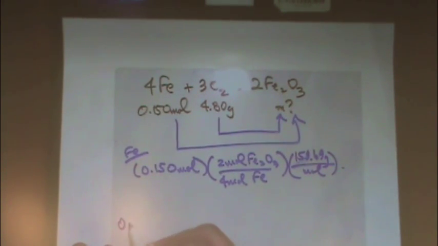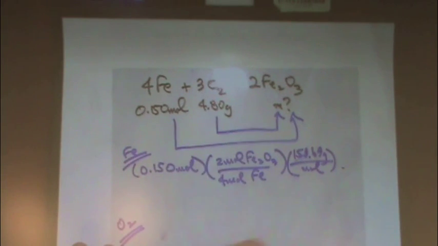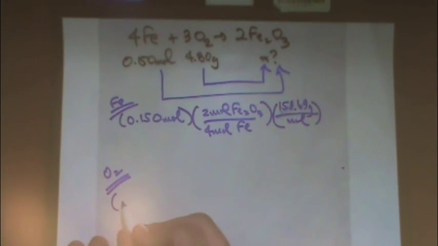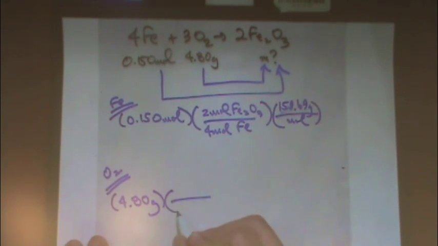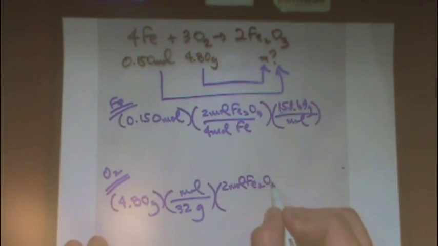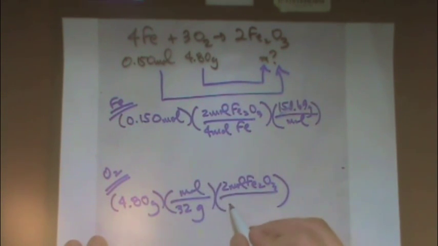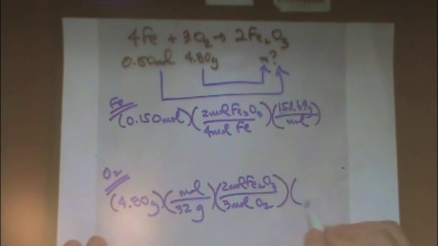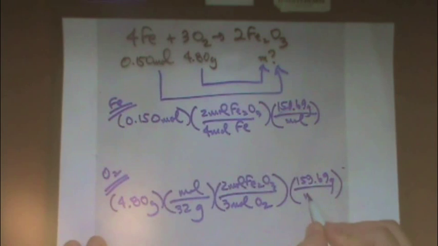I'd also have to do the same with the O2. With the O2, I'm starting off with mass. So my first step is to go to moles first. So there's moles of O2. There's 2 moles of what I want, the iron 3 oxide. And there's 3 moles of what I started with, the O2. And then it's 159.69 grams per mole. Okay, top one and the bottom one.